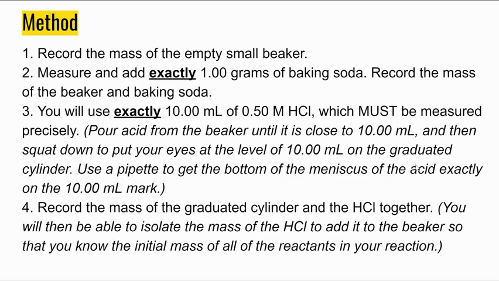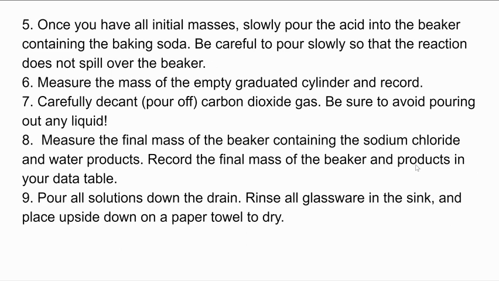Finally, record the mass of the graduated cylinder with the hydrochloric acid together. We're then going to be able to isolate the mass of just the hydrochloric acid once we add it to the beaker, so we know the initial mass of all the reactants in the reaction. Once you have all the initial masses, slowly pour the acid into the beaker, making sure to not spill over, controlling the rate that the reaction happens. And then measure the mass of the empty graduated cylinder after you've poured the acid out and record it.